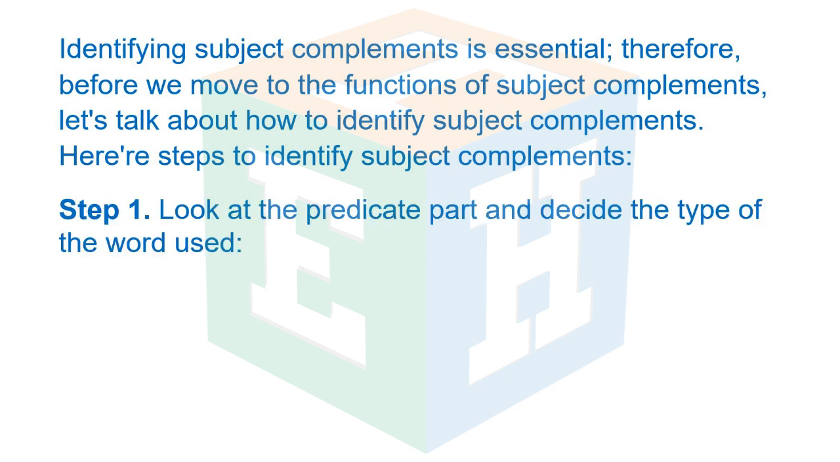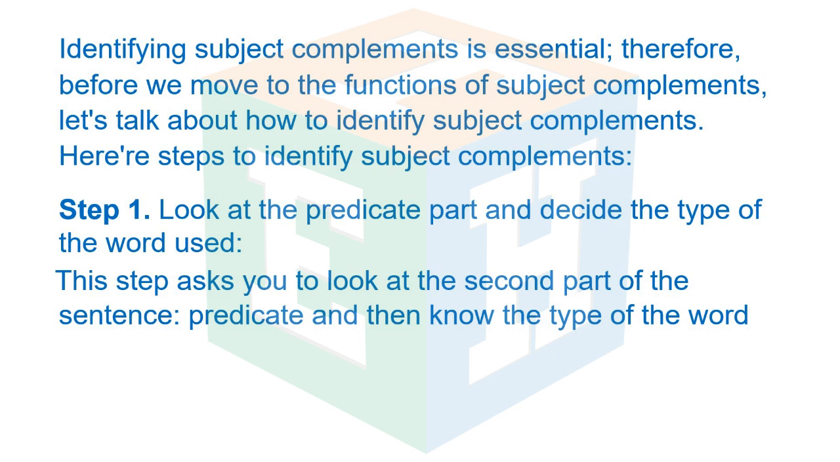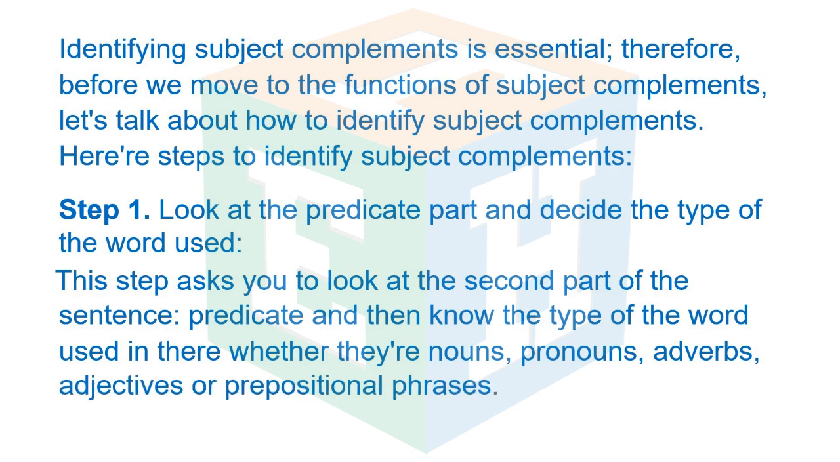Step 1. Look at the predicate part and decide the type of the word used. This step asks you to look at the second part of the sentence, predicate, and then know the type of the word used in there, whether they are nouns, pronouns, adverbs, adjectives, or prepositional phrases.